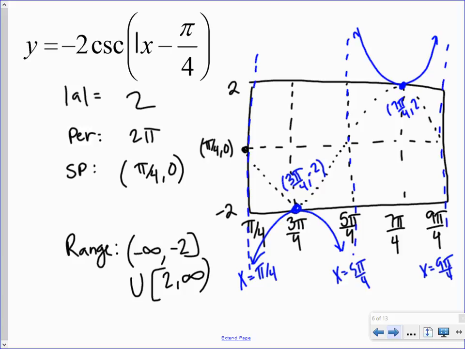1B says calculate the period. This is something that's different. So you're going to put a star next to 1B. Okay. And next to calculating the period, instead of 2 pi over b, it is just pi over b. I'll show you why on the next slide.